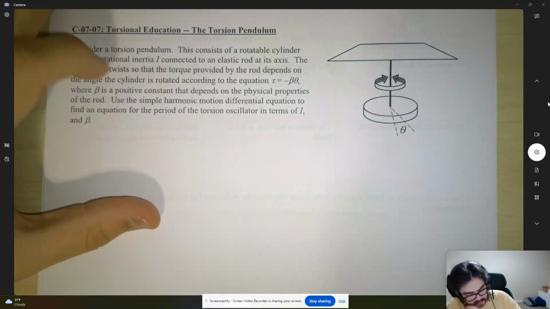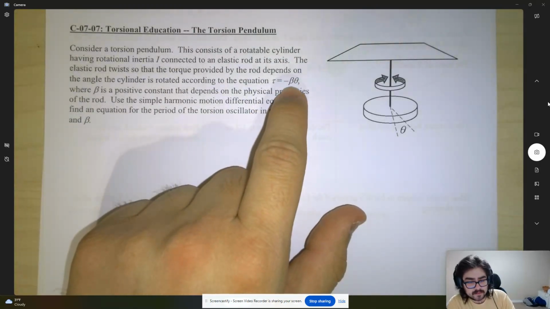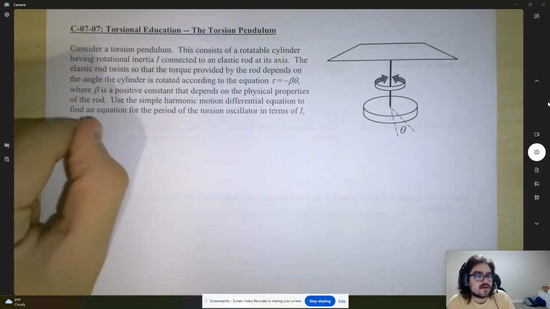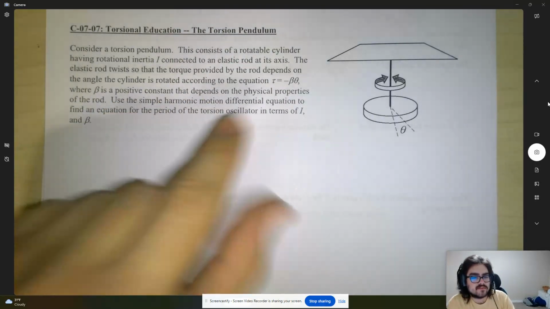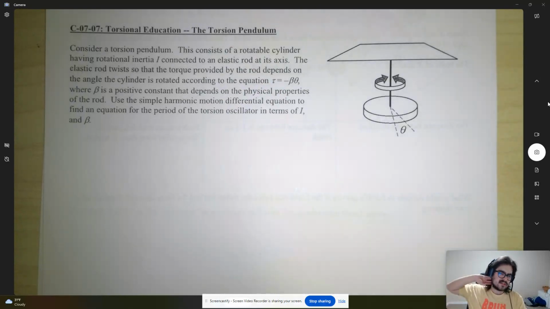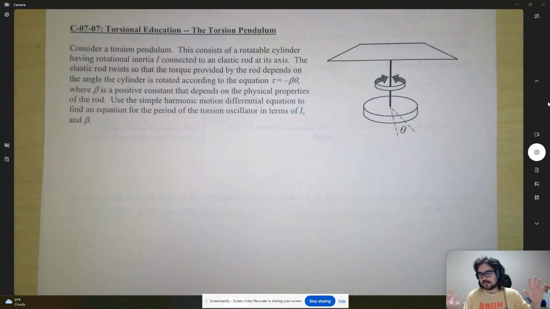The elastic rod twists so that the torque provided by the rod depends on the angle the cylinder is rotated, with this equation right here, negative beta theta, where beta is a positive constant that depends on the physical properties of the rod. Beta is like the rotational spring constant. I think it's actually called the torsion constant. It's like the spring constant, like how well something takes twisting.